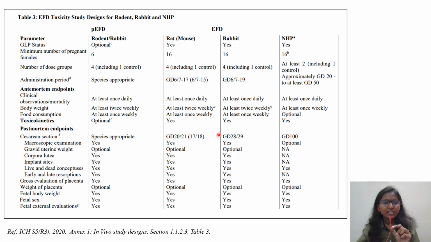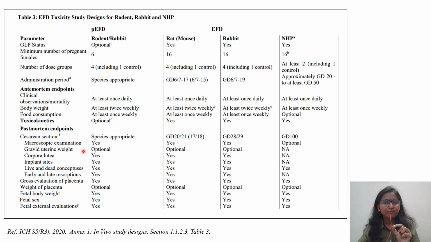In the case of rabbit, the cesarean section is performed on gestation day 28 or 29. In the case of non-human primates, the cesarean section is performed on gestation day 100, right? Then we have macroscopic examinations, which will be done, except optional in the case of non-human primates.